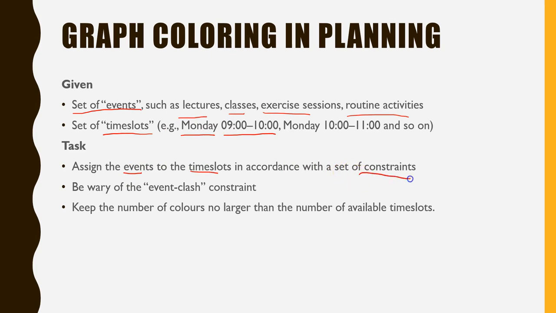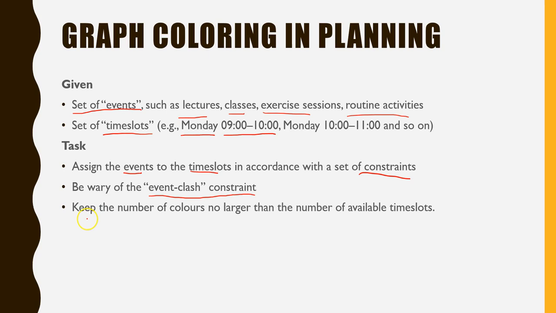Our task now is to assign the events to time slots in accordance with a set of constraints. So what do I mean by constraints? These are the criteria or limitations of certain events or individuals involved in the planning. An omnipresent and inevitable constraint is the event clash constraint. This states that no one person or single resource can attend two events happening at the same time. This is simply because we can't be at two different locations at the same time.